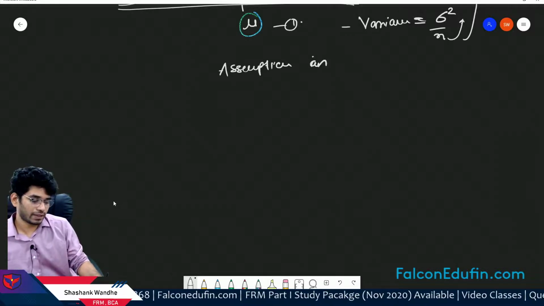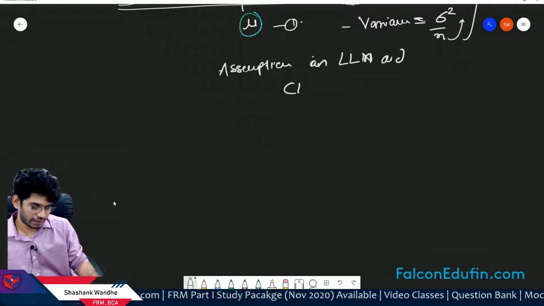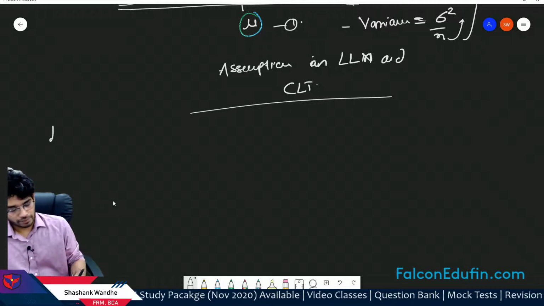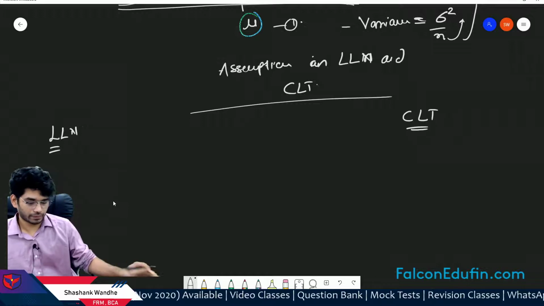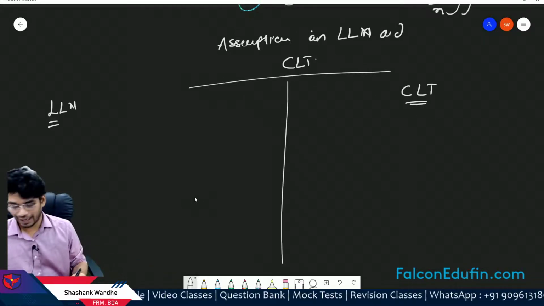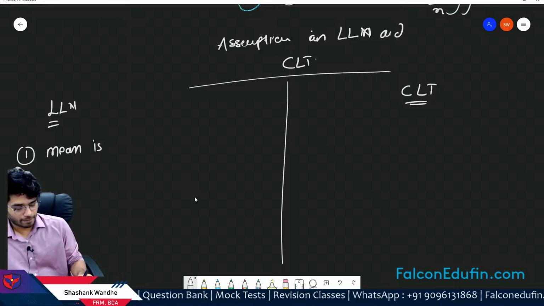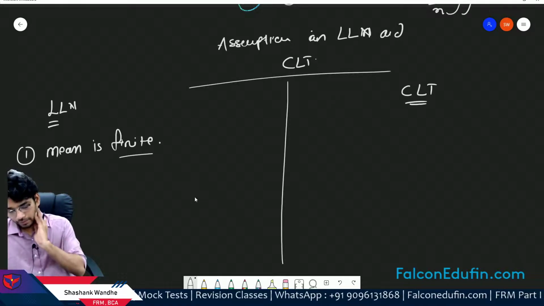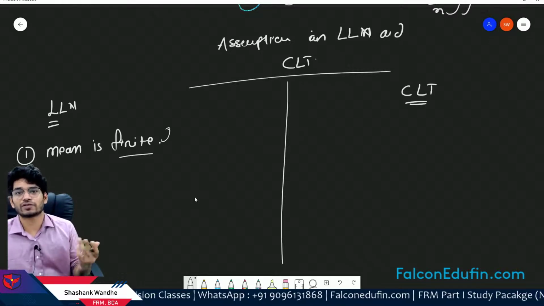Assumptions in LLN, the law of large numbers, and CLT. There is no explanation of why these assumptions are there, but you have to remember this: LLN and CLT. For LLN, the mean is finite. Why so? Because this LLN only deals with the mean, right?